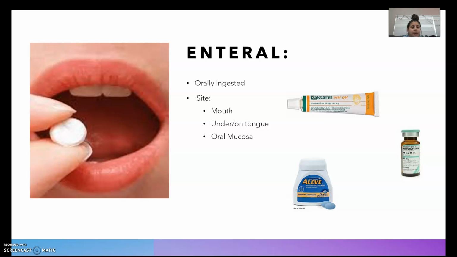Under the tongue or on the tongue, a very common medication is nitroglycerin. This is important to know because although it is used most commonly in the older population, it is something to have knowledge of if you were to work in that population. Basically, nitroglycerin increases blood flow and is most commonly used to help with chest pain. And then oral mucosa is anything that's applied to the mouth. Most commonly it's an oral gel, usually applied to blisters or mouth sores.